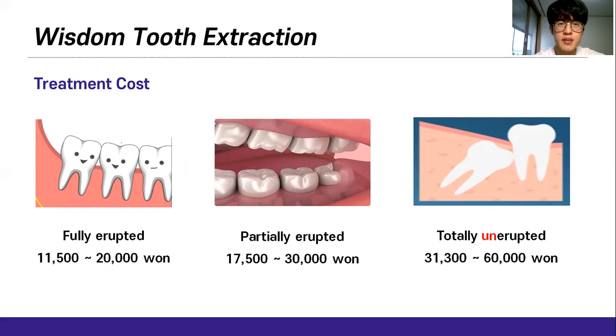If the wisdom tooth is fully erupted, the price is 11,500 won to 20,000 won. And if your wisdom tooth is partially erupted, the price is a little bit more expensive, 17,500 won to 30,000 won. If the wisdom tooth is totally unerupted, the price is 31,300 won to 60,000 won. Your wisdom tooth is partially erupted, so the price will be about 20,000 won.